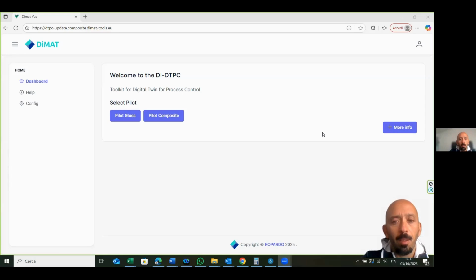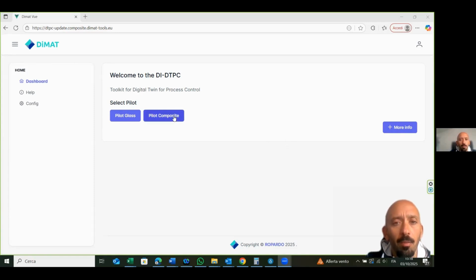Hello, I'm Silvio Pappadà. I work for Cetma Composites, an Italian company involved with the production of composite structure for different industrial sectors. Today we are testing the DiMAT solution, the toolkit for digital twin for process control. The process that we are investigating is the vacuum bag of composite prepreg. In this process, we apply temperature and vacuum to have consolidation of the composite parts.